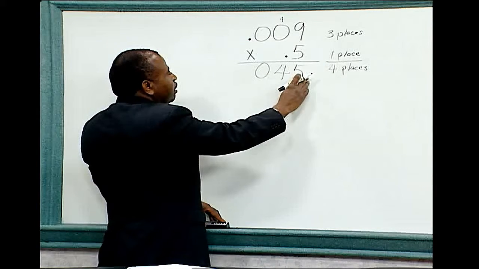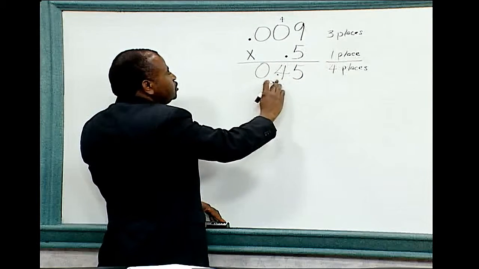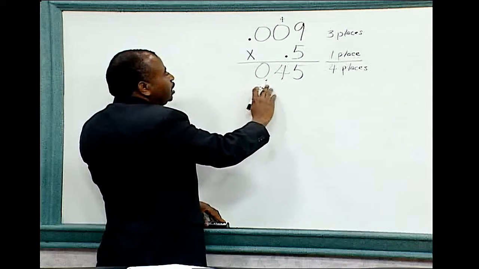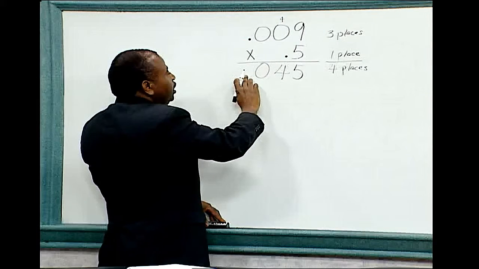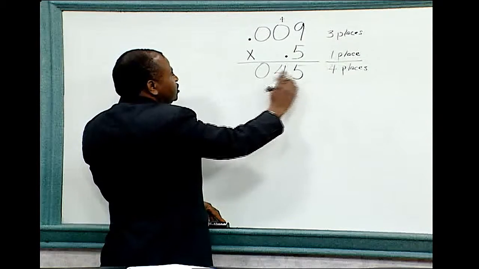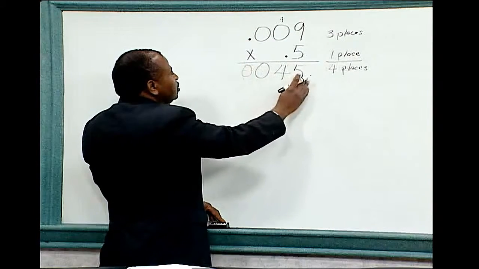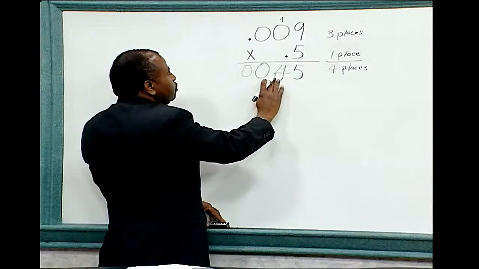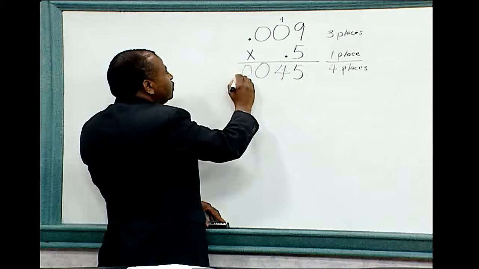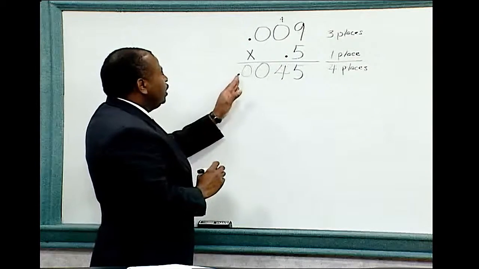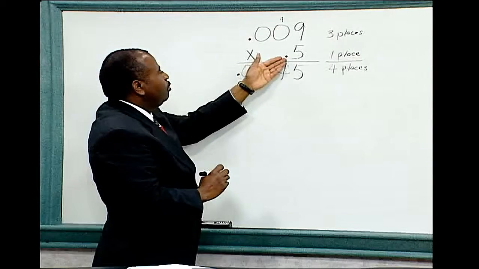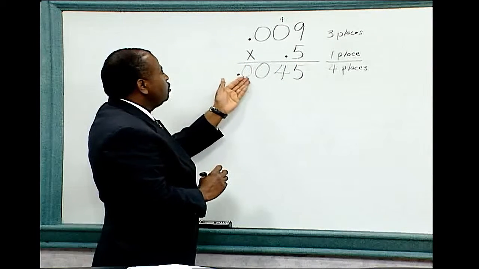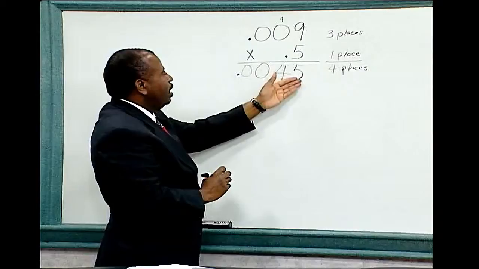If we start counting from the right of the number, 1, 2, 3, you will notice that there will only be 3 places. Therefore, we can add as many zeros as needed so that we could have 4 decimal places. If we add 1 zero, now we can count 1, 2, 3, 4 places to the right of the decimal point. Therefore, 0.009 times 0.5 equals 0.0045.